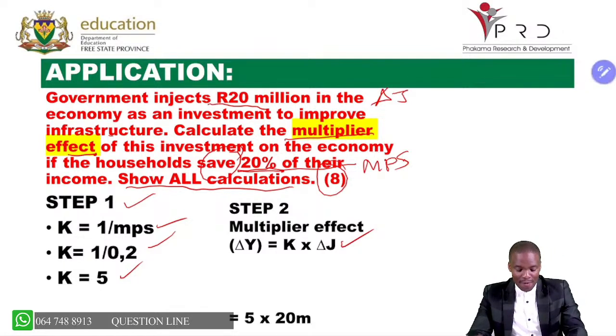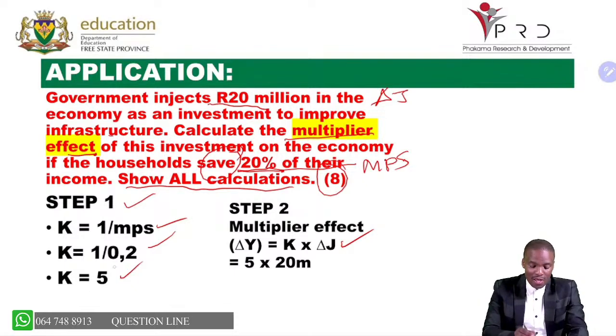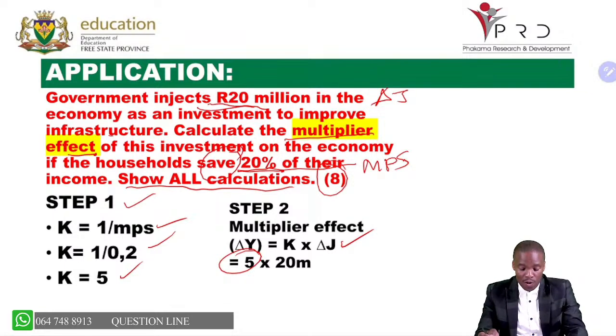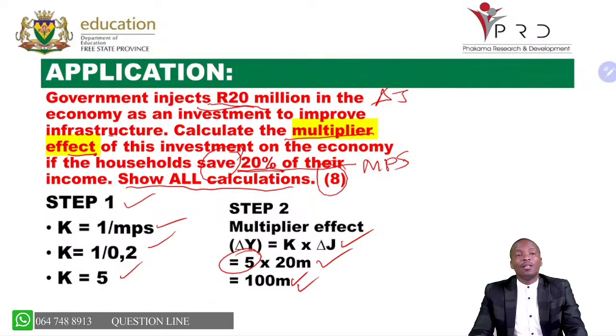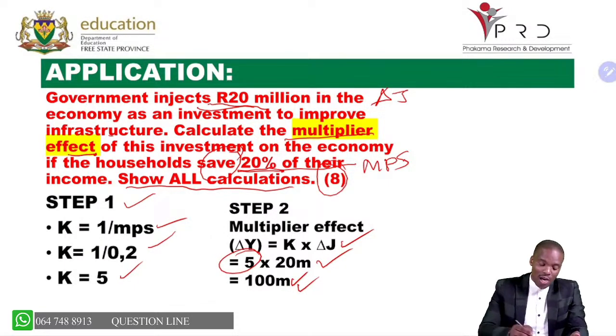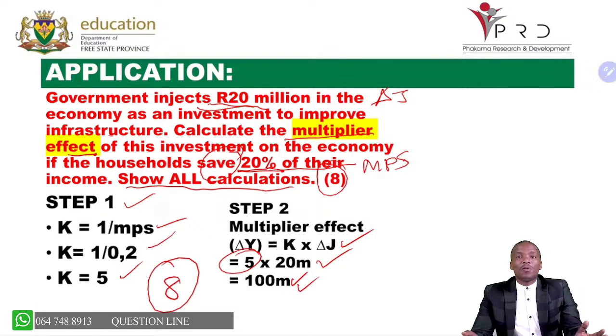Another mark. Then k is equal to 5, which is the value of k that you got, and multiply by the change in J, the one that is given in the scenario. That gives you a mark. Then the final answer is 100 million. So your 8 marks are there. That's how it is. Only 2 steps to follow, and then you get your 8 marks here, grade 12s.